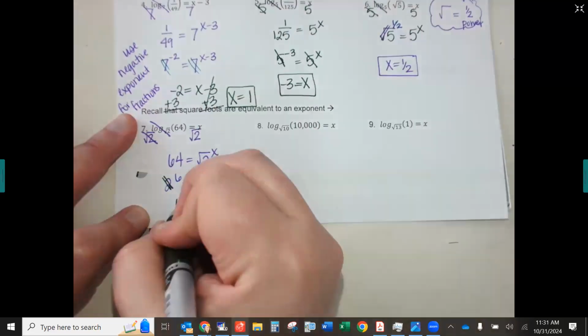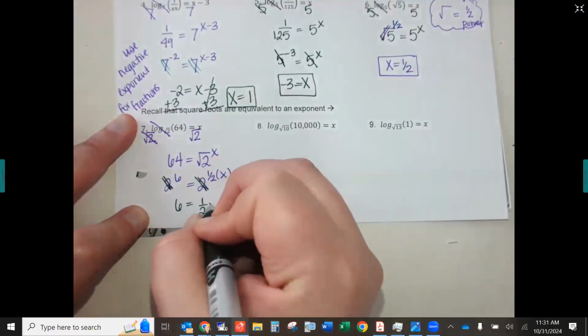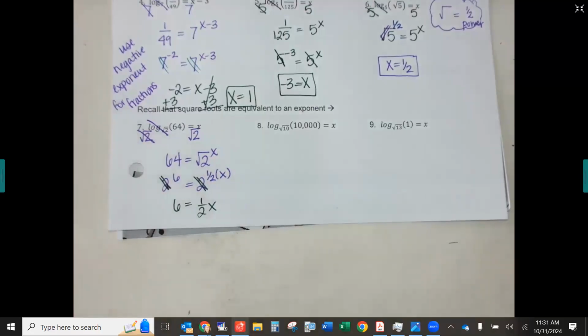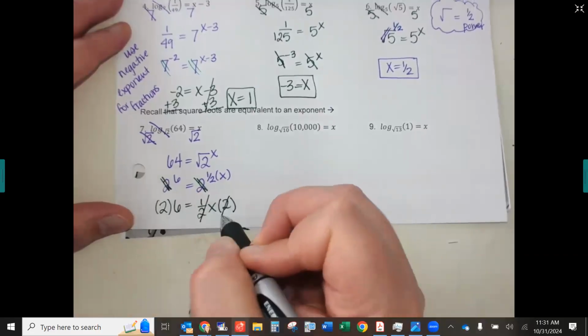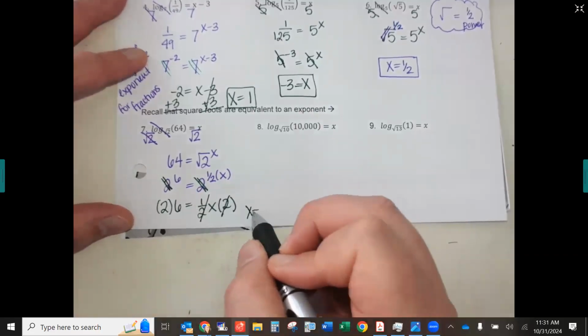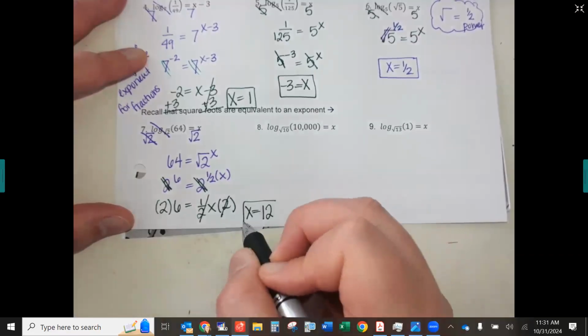I have 6 equals 1/2 x. Half means divide by 2. How do I undo divide by 2? Multiply by 2. Which means that x equals how many? 12. Very good.